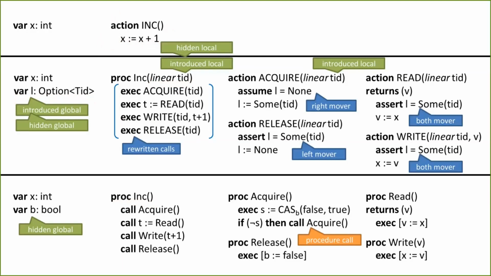In summary, a CIVL proof gradually converts low-level procedures to more high-level atomic actions, and the state representation can change in terms of both hiding and introducing global and local variables.